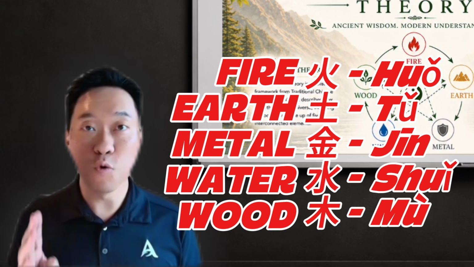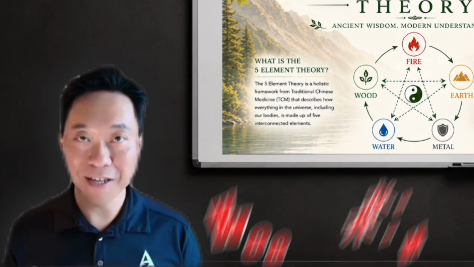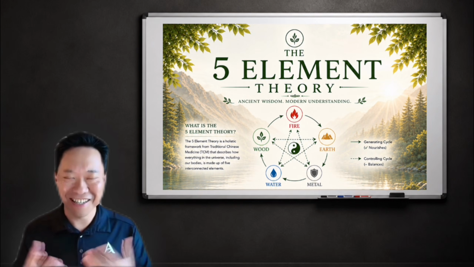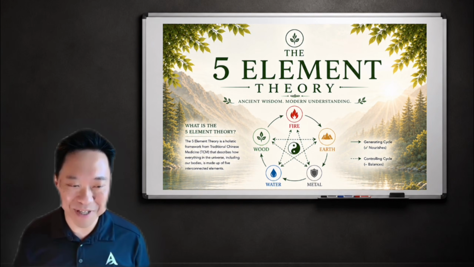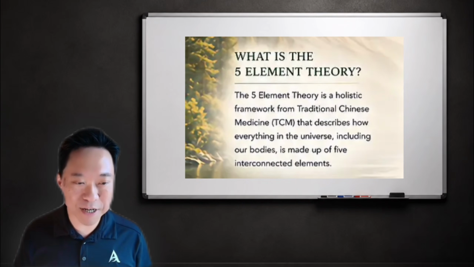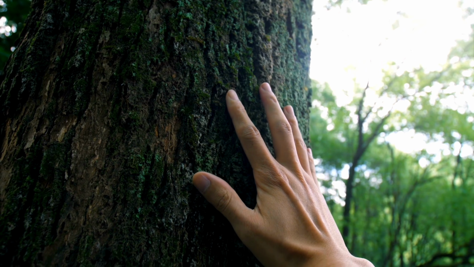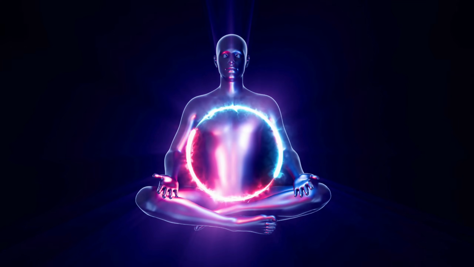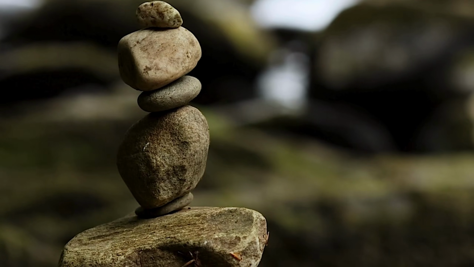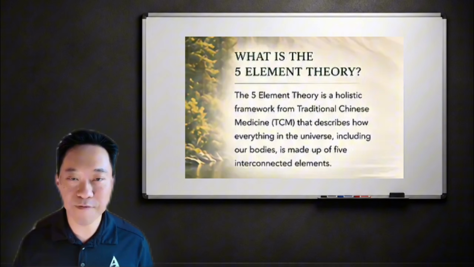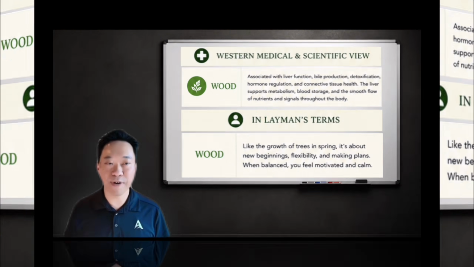In Chinese, 木, 火, 土, 金, 水. It's easier for me to remember it in Chinese, okay? But these are the 5 elements, okay? And they are a holistic framework from traditional Chinese medicine that describes how everything in the universe, including our bodies, is connected and balanced, okay? So let's go into the medical and scientific view of the 5 elements.